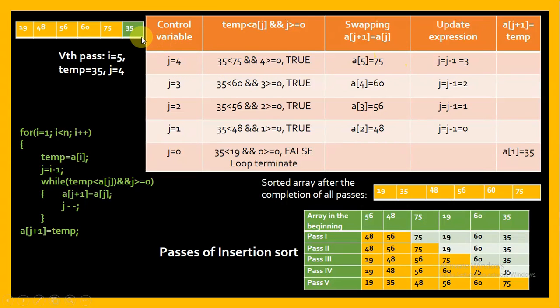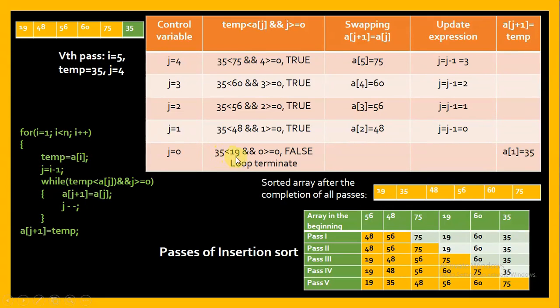So a5 will become 75. 75 will come here. And similarly, the next condition is also true, so a4 will become 60. Next condition is also true, so a3 is equal to 56. See, all the elements we are shifting backwards. And j is 1. Again, this condition is true. So a2 is equal to 48.